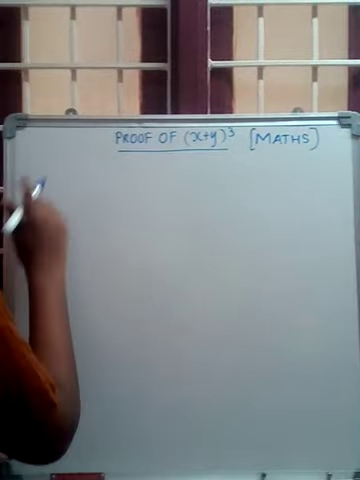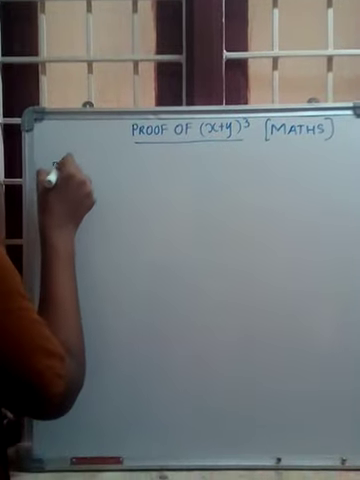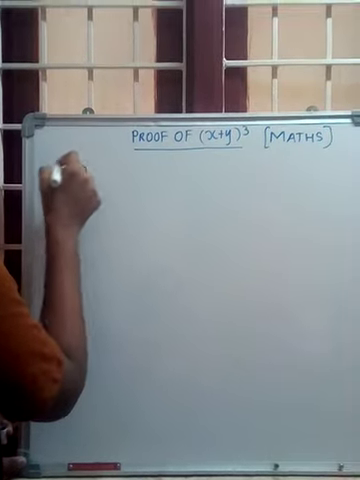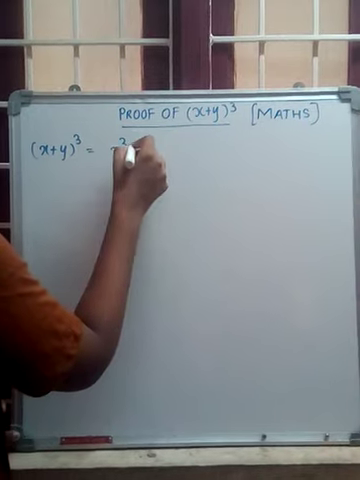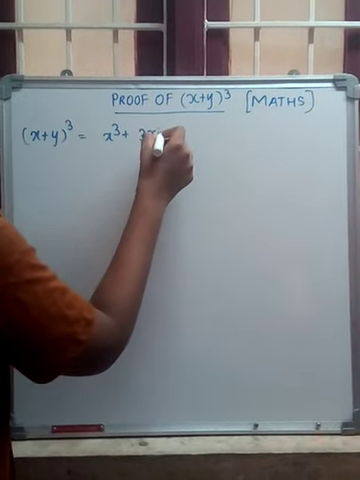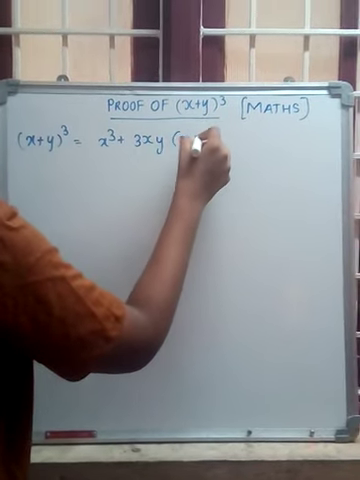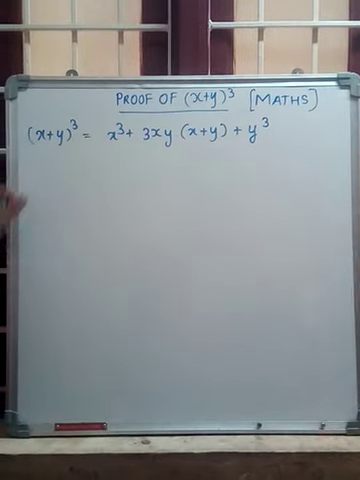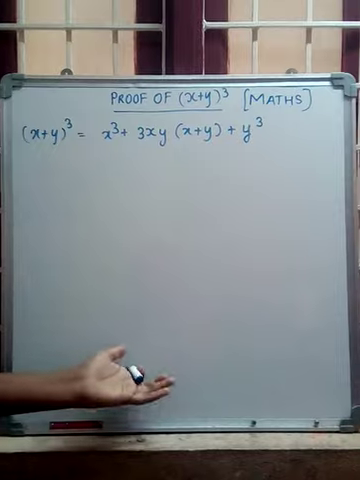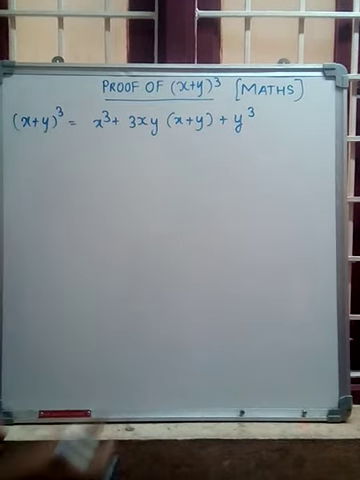Now let's see the example. We know that the formula for the x plus y whole cube is x cube plus 3xy into x plus y plus y cube. This is the formula for the x plus y whole cube as we proved below. This is the second formula I am taking. So let's see an example on this.